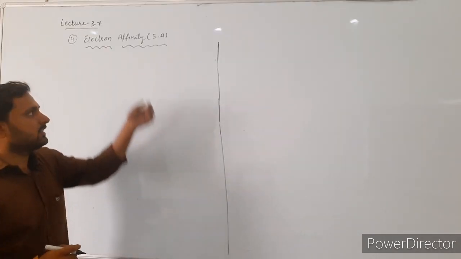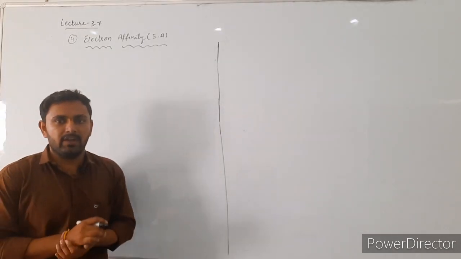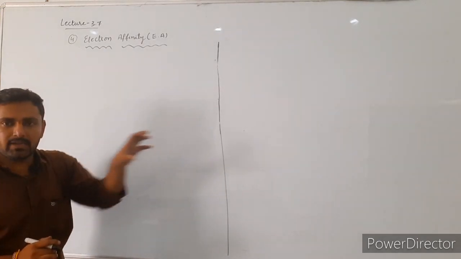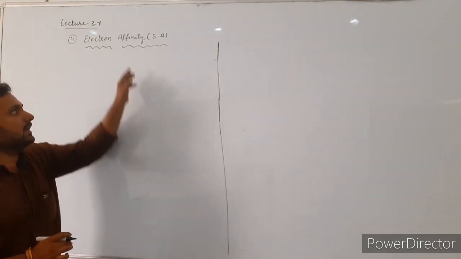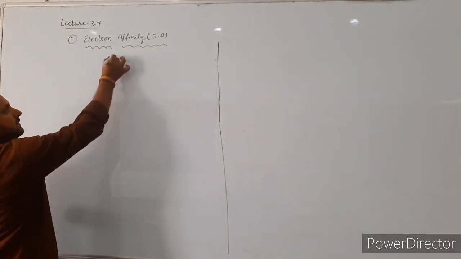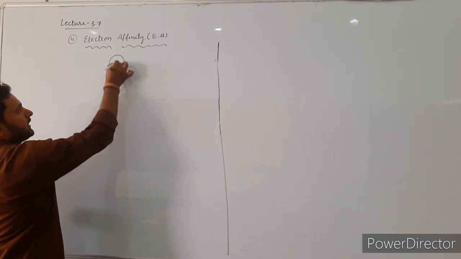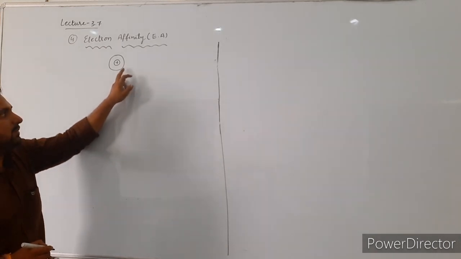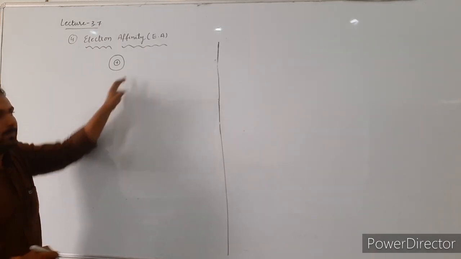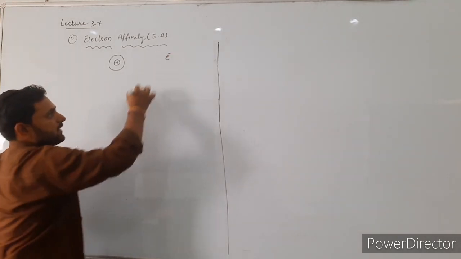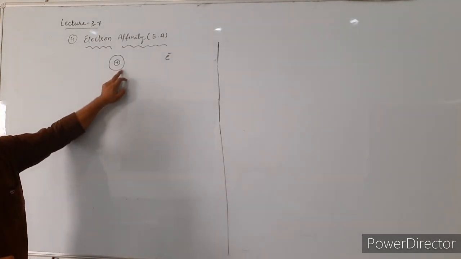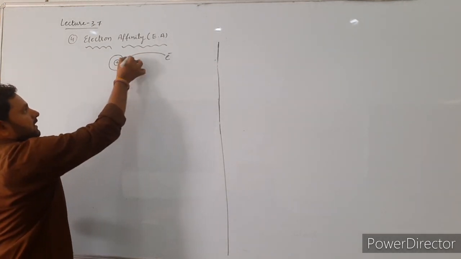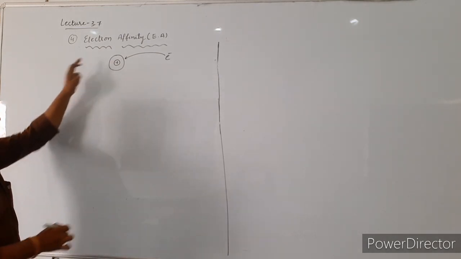The next physical property is electron affinity. What is electron affinity? The tendency of an isolated neutral gaseous atom to attract an extra incoming electron is called electron affinity. For example, this is an isolated neutral gaseous atom. In an isolated neutral gaseous atom, the number of electrons and number of protons are the same. This is the extra incoming electron.